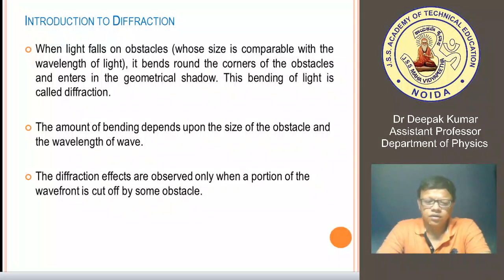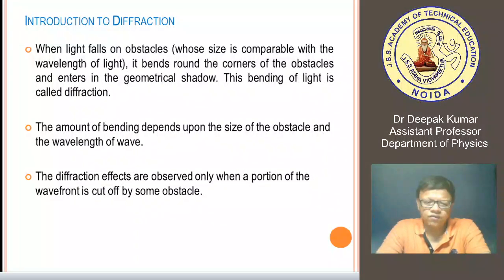Now this blurred image will have alternate maxima and minima if the edge of the object is sharp or the size of the slit is of the order of the wavelength. So diffraction is the bending of light, and this bending results in alternate maxima and minima. In diffraction there is a central maxima of the highest intensity, and on both sides of the central maxima there are secondary maxima of decreasing intensity, which is different from interference.